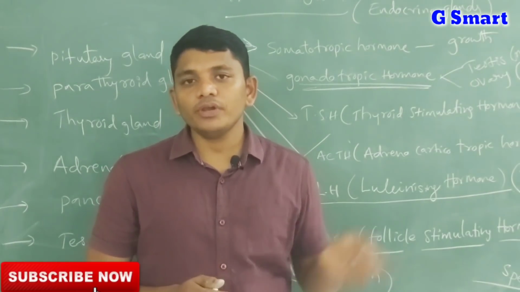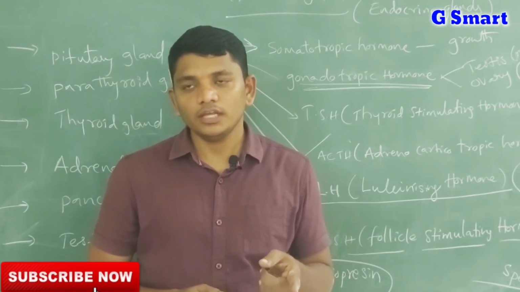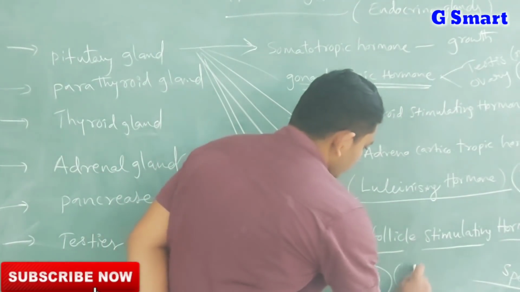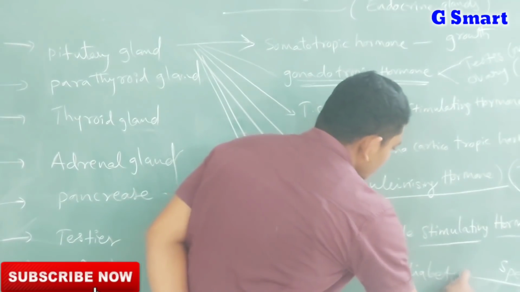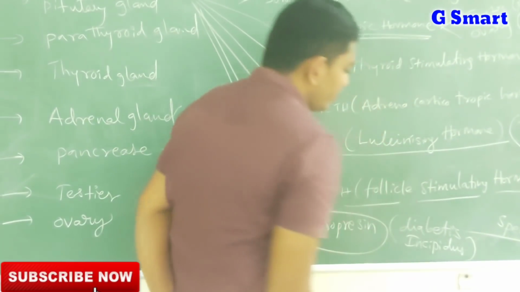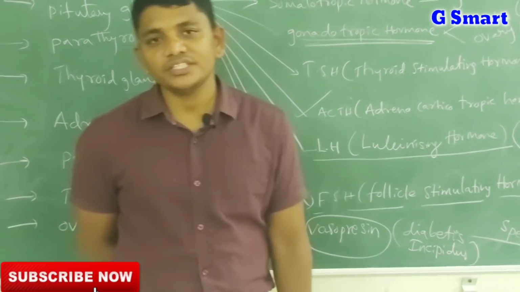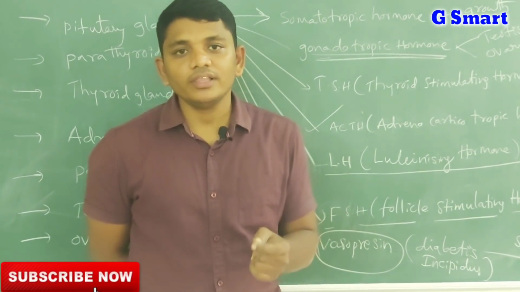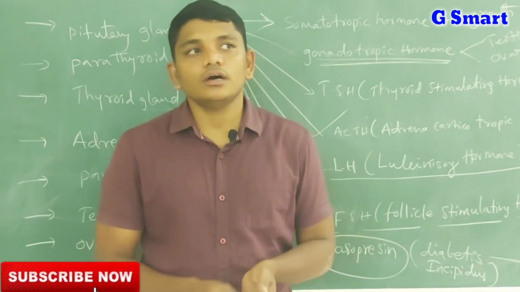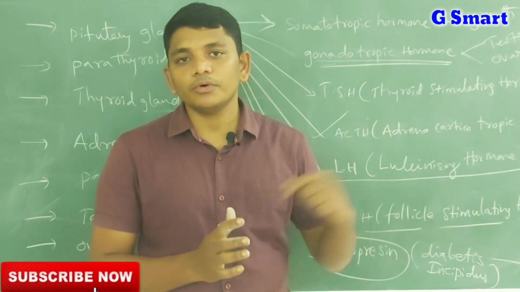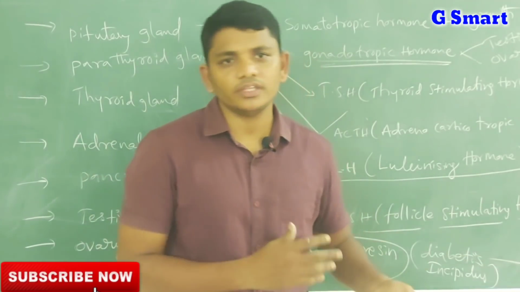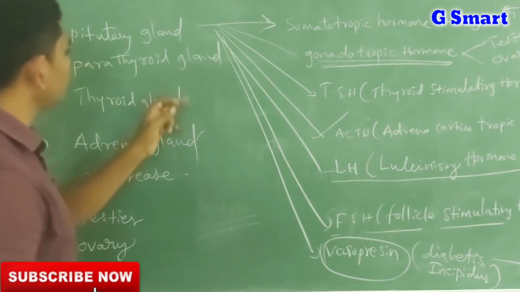For example, if this deficiency occurs in a male, then he suffers from diabetes insipidus. Diabetes insipidus is a disease caused when the levels of vasopressin decrease in the human body. If vasopressin is not released in the proper amount, then the person will suffer from diabetes insipidus. That means repeated urination may occur in him. Okay, next let us discuss the parathyroid gland.